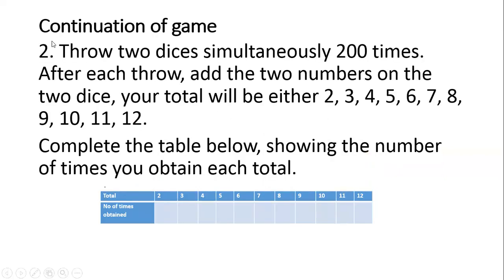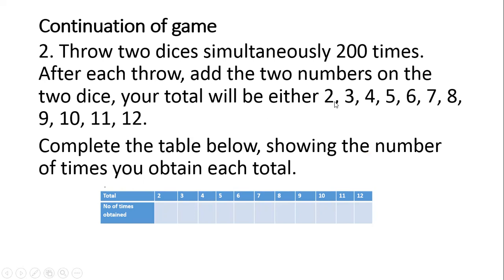The second game now is: throw 2 dice simultaneously 200 times. After each throw, add the 2 numbers on the 2 dice. Your total will be either 2.